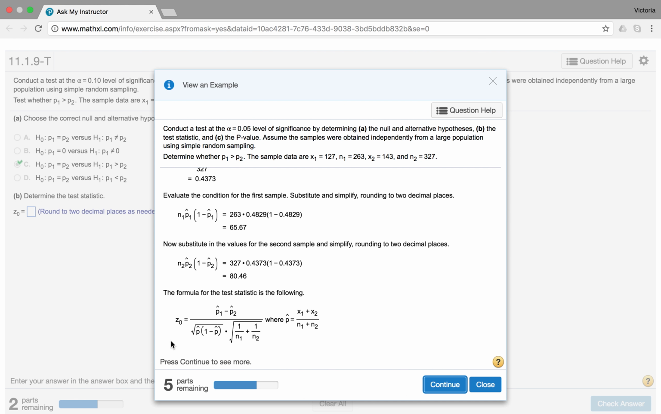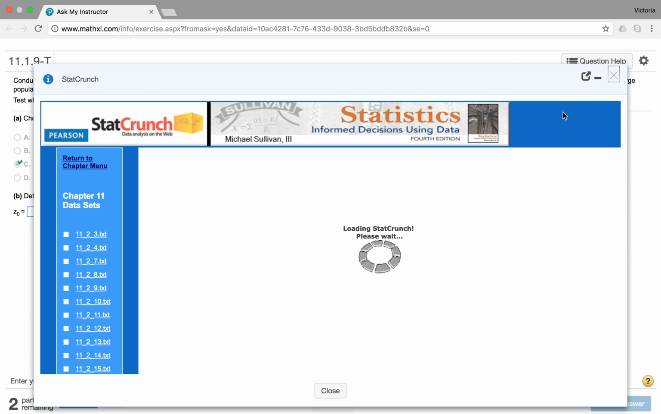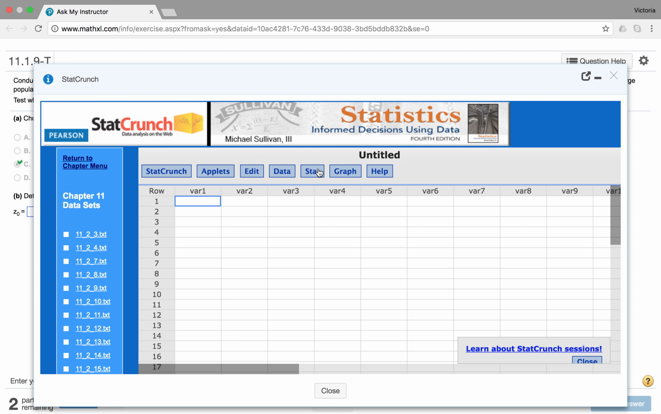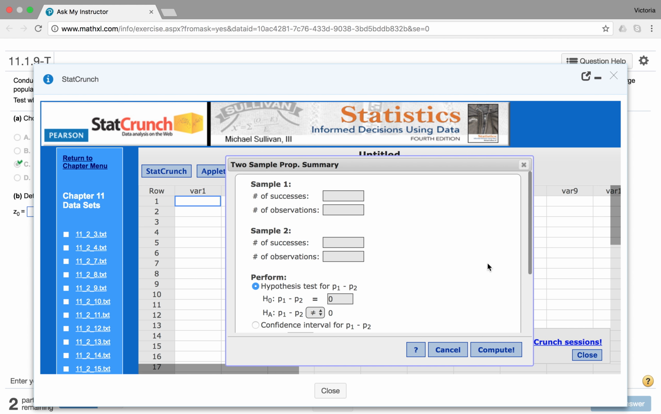Now, StatCrunch can help us with this and cut out all of this craziness. So let me show you how to do that. So much easier. So if we go to Question Help and then go to StatCrunch, what we do here is we're going to pull up Stat and then go to Proportion Stats, because what we're dealing with here is proportions. And then two sample with summary, because we have the number of successes and the number of trials. We don't have all of the data.